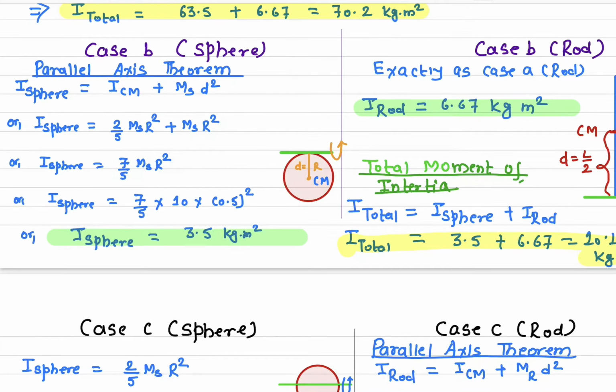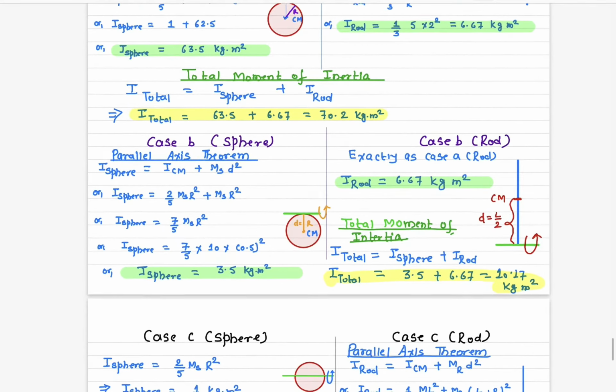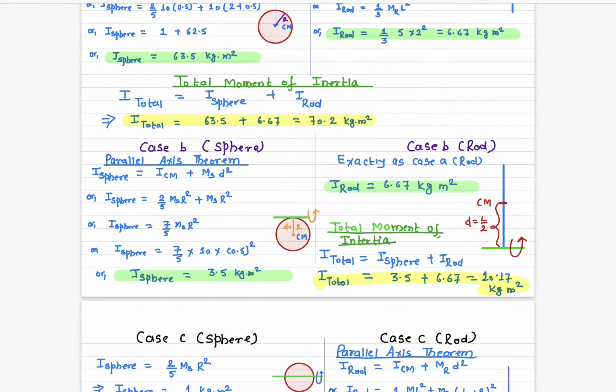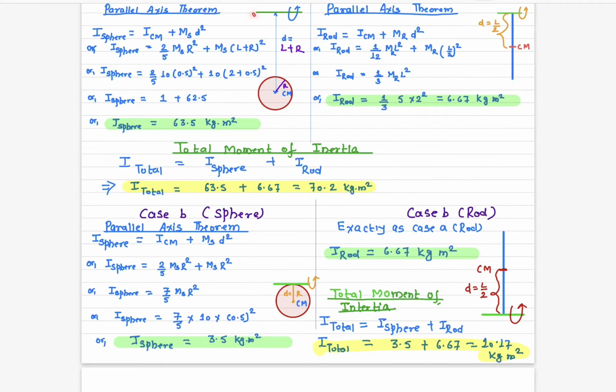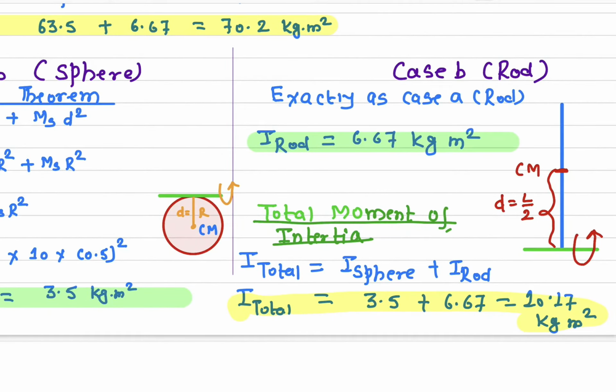Plug in all the numbers. The mass is 10, the radius is 0.5. If you solve it, you'll get 3.5. Compared to, you see now the differences here. If the axis of rotation is at this point, the moment of inertia is 63.5. And if the axis is here, you'll get 3.5. There's a whole difference. Now let's calculate the moment of inertia about this end.